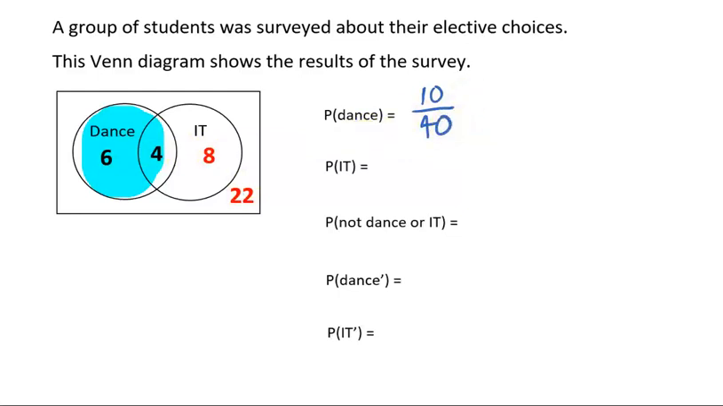You'll remember that we always need to give our probabilities as fractions in simplest form. So 10 out of 40 simplifies to 1 quarter. A quarter of the students surveyed did dance as an elective.